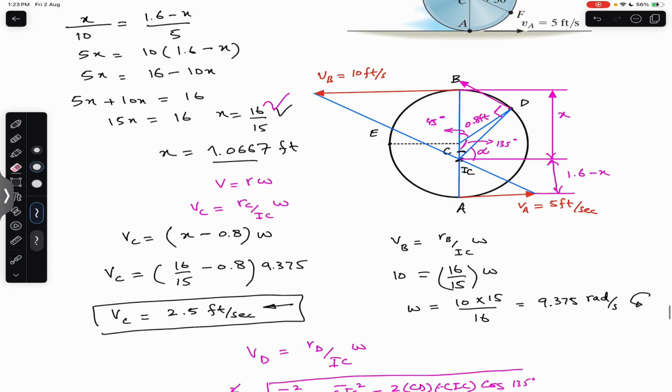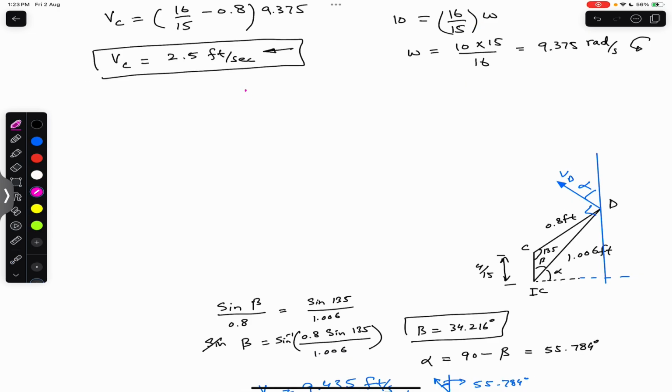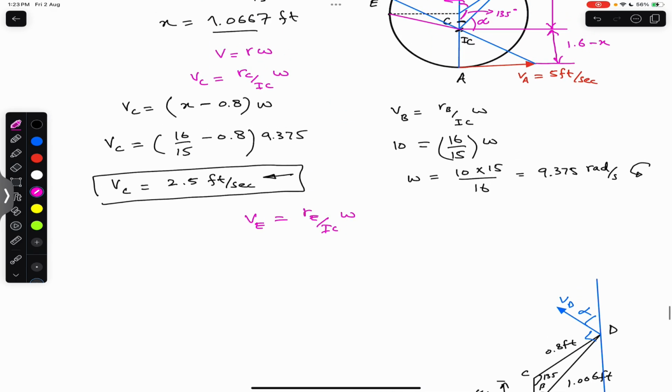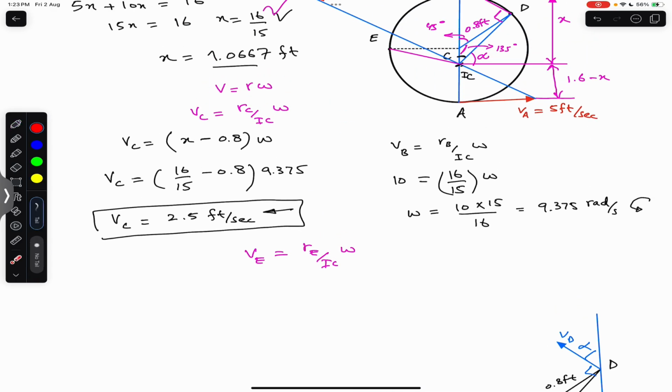So now for point E, we need to join that point E with the instantaneous center. So let's join this point E with the instantaneous center. So we will have this. Now we are having this right angle triangle. Now we can say that the velocity of E will be equal to R of E with respect to the instantaneous center times omega. R of E instantaneous center will be a position vector from the instantaneous center to that point E.